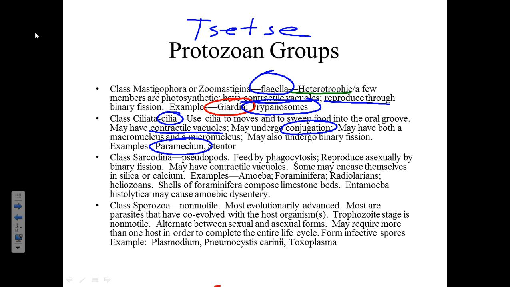The next group that I want to talk about is a group called Sarcodina. It's probably the group you're most familiar with, maybe. They move with these structures called pseudopods. What does a pseudopod actually mean? A false foot. These are amoebas. And I'm going to come back to this slide. I want to show you a picture first.